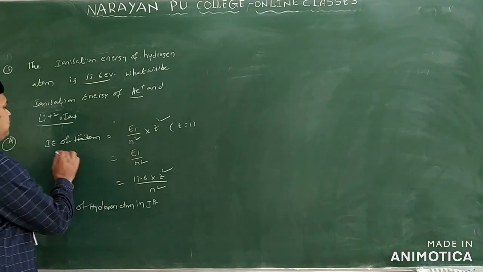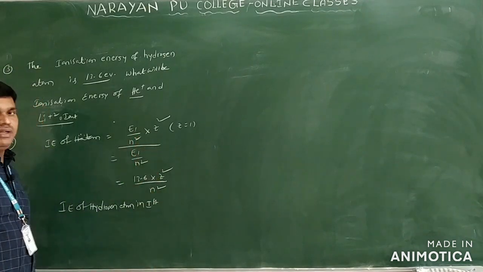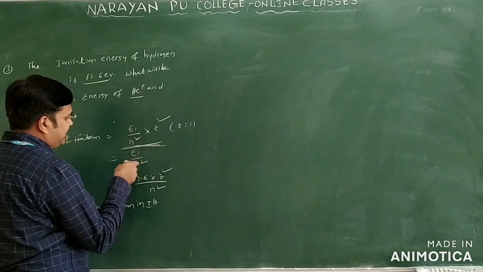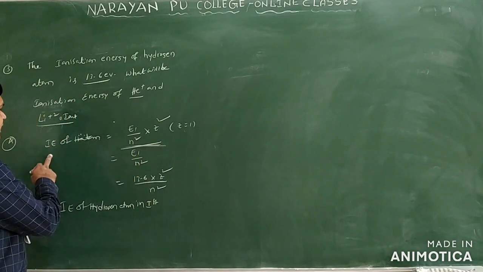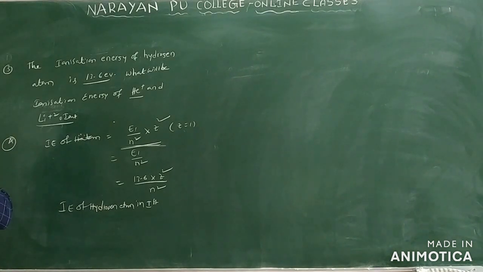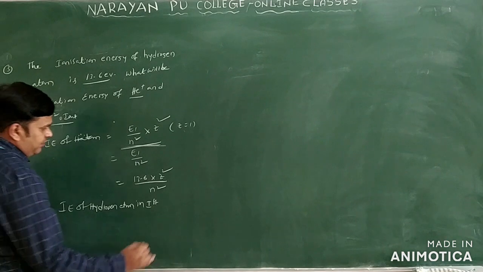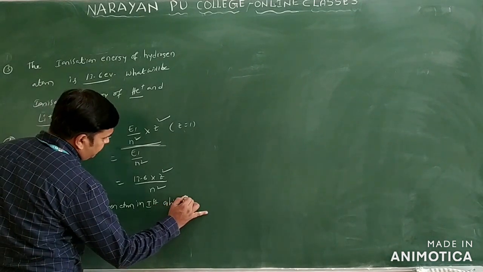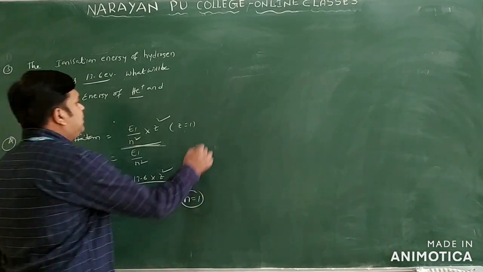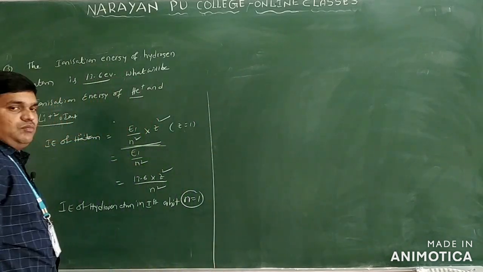Sorry, the formula we have is E1 into Z square by n square only. So E1 by n square I am writing, for Z equal to 1. So the ionization energy of hydrogen atom is equal to 13.6 into Z square by n square. Ionization energy of hydrogen atom in the first orbit, the first orbit means n is equal to 1 only. But in this case they have given lithium and helium.